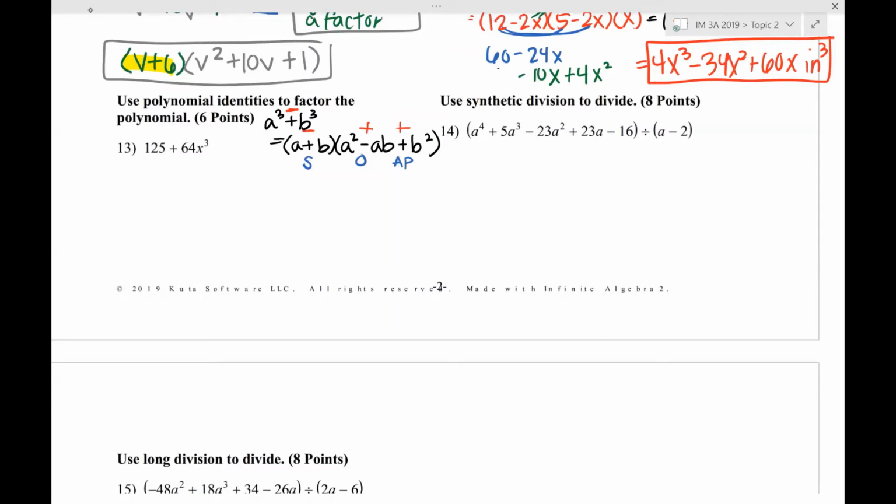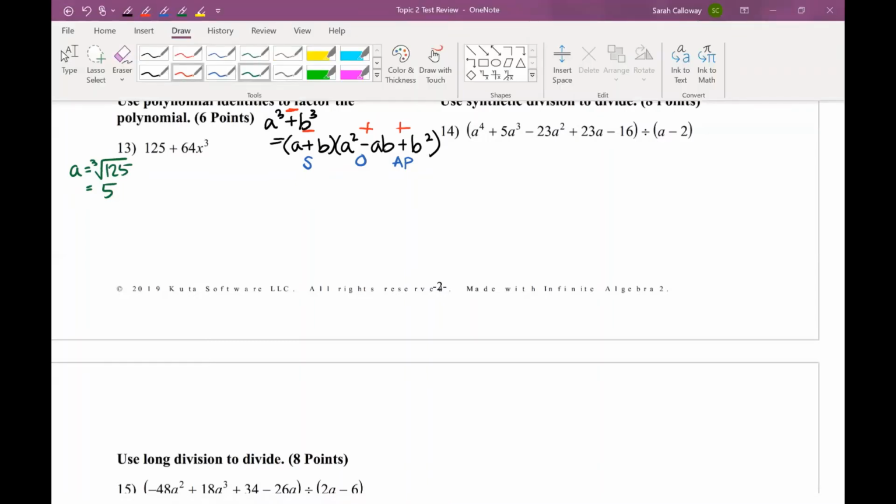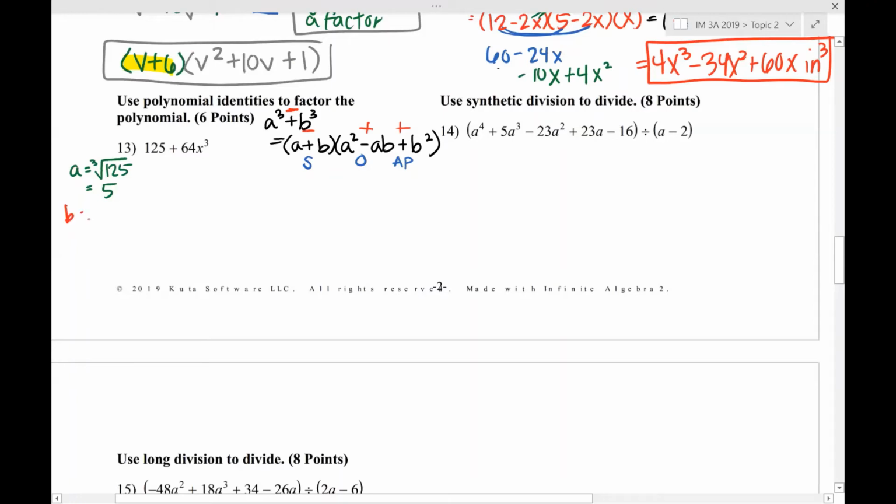And so ultimately what you're looking at is to determine what A is and what B is. You're really just taking the cube root of the first term. So the cube root of 125 is 5. And then to figure out B, you're taking the cube root of the second term, which is 64x cubed. So the cube root of 64 is 4, and then the cube root of x cubed is x. So x times itself 3 times makes x cubed, 4 times itself 3 times makes 64.